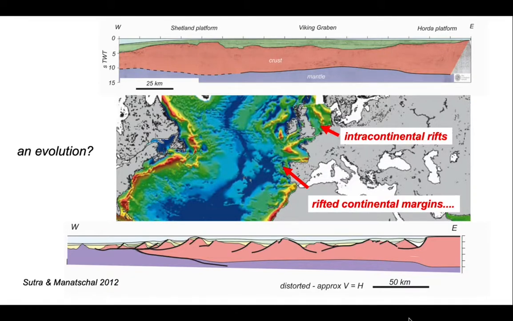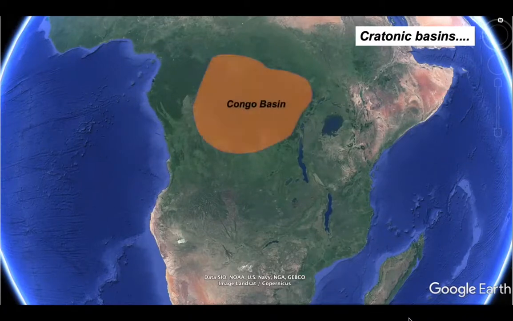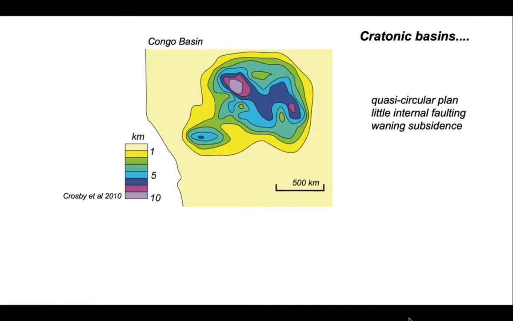So let's return to the continental interiors, where there's a class of basin, so-called cratonic basins, which are rather harder to explain through conventional tectonic processes. Take the Congo Basin here. It's a huge area and contains sediment thicknesses in excess of 10 kilometres.